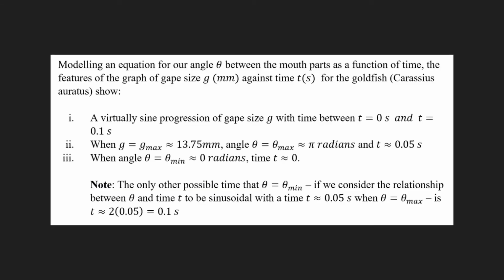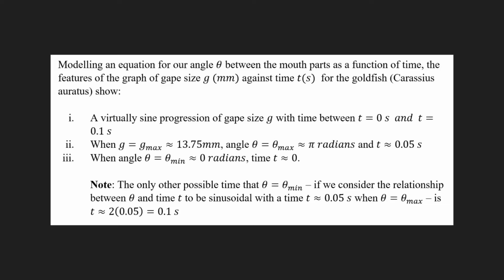Modeling an equation for our angle theta between the mouth parts as a function of time, the features of the graph of gape size against time t for the goldfish show a virtually sinusoidal progression of gape size g with the time t between t equal to 0 and t equal to 0.1 seconds. When g is equal to its maximum value of 13.75 millimeters, angle theta approaches its maximum of pi radians at a time t equal to 0.05 seconds.